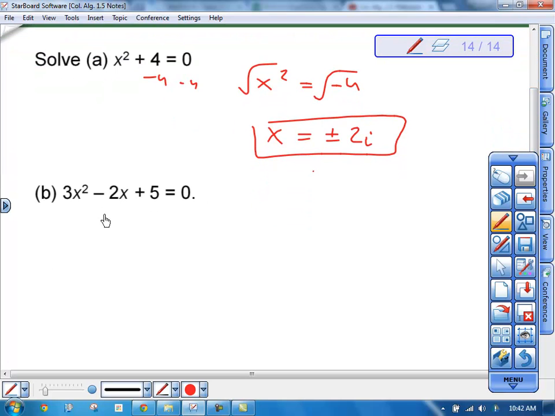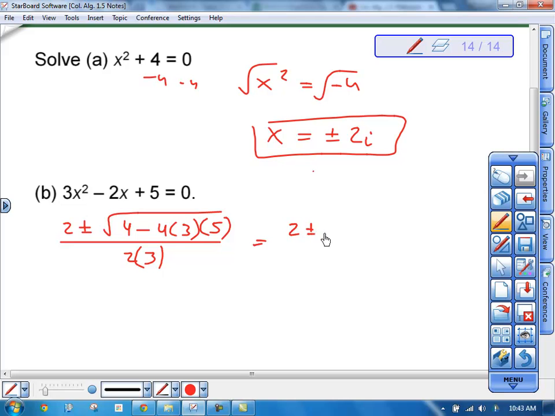Okay? A little bit harder one would be if we did the quadratic formula. Opposite of b, plus or minus the square root of b squared minus 4ac, all over 2a. And so we could simplify this. It's 2 plus or minus the square root of 4 minus 4 times 5 times 3. 4 times 5 is 20, 20 times 3 is 60. So 4 minus 60 gives you -56, all divided by 6. And we can simplify that a little bit.